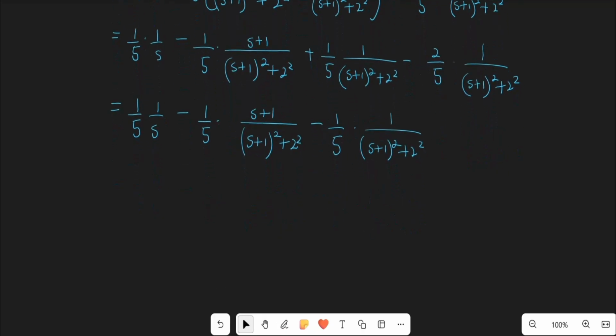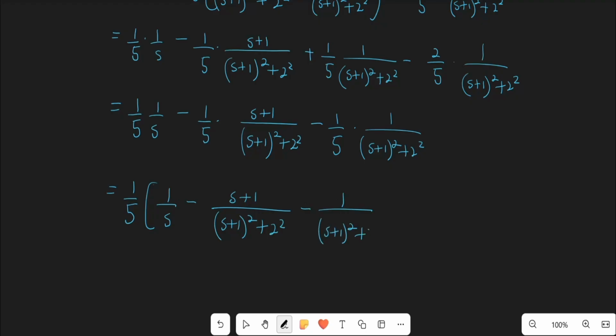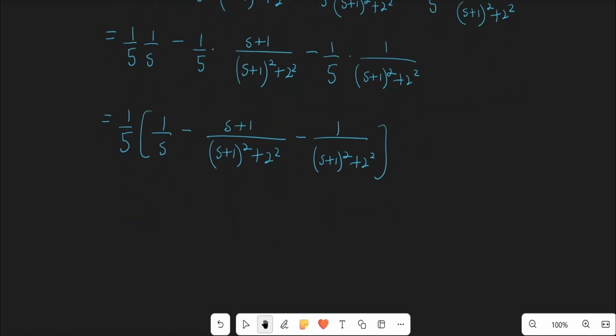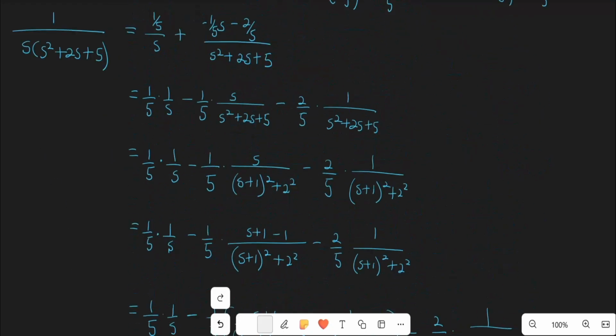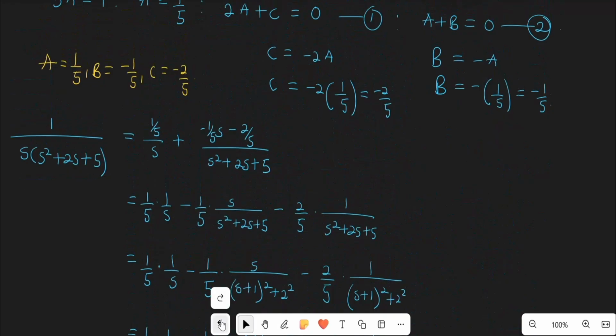You see that 1 over 5 is common for all the three terms. I'm going to factorize 1 over 5 out. And now this is going to be left with 1 over s minus (s+1) all over (s+1)² + 2² minus 1 all over (s+1)² + 2². This one is like cosine but multiplied by an exponential function, and this one is sine multiplied by an exponential function, right? So this one is equal to what we have here, that is this guy.